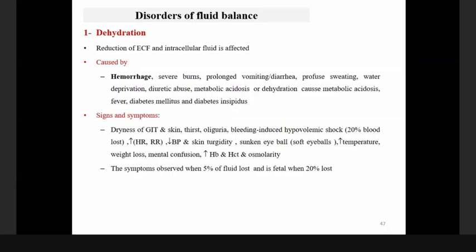Otherwise, if there is a problem in fluid regulation in the body, there are disorders or abnormalities related to water balance. So the first is dehydration. Dehydration is the reduction of fluid in your body totally. That's called dehydration. Okay, and there are different risks that cause dehydration.